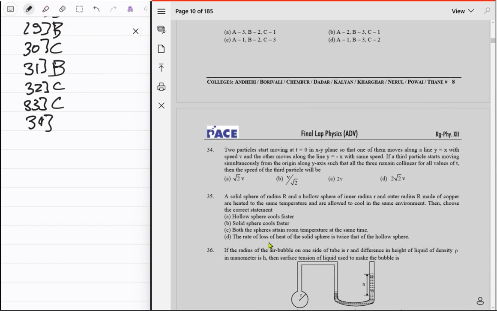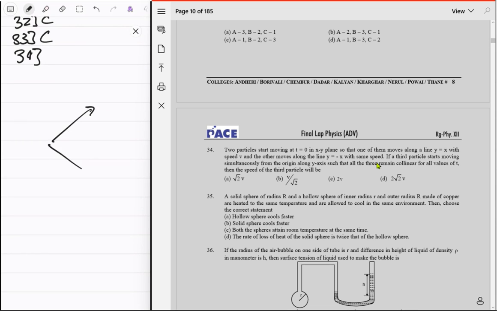Question 34. Okay, two particles start moving at t equal to 0 in xy plane, so that one of them moves along a line y equal to x with speed v, other moves along line y equal to negative x with the same speed. If the third particle starts moving simultaneously from the origin along the y-axis, such that all the three remain collinear for all values of t. तो ये ऐसा है. Okay, speed of the third particle will be what?